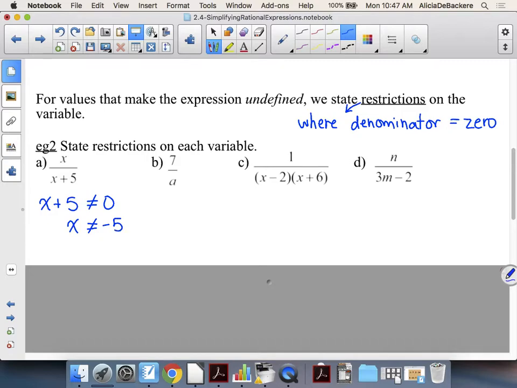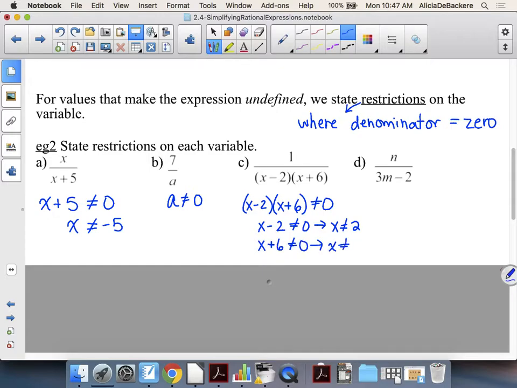In part B, I've got 7 over a. Well, the denominator cannot equal 0, so a cannot equal 0. That one's a little bit simpler. For part C, I've got something times something in the denominator. So what I know is that x minus 2 times x plus 6 cannot equal 0. Now the only way that's going to happen is if the first bracket equals 0 or if the second bracket equals 0. So I know that x minus 2 cannot equal 0, which tells me that x cannot equal 2. And I know that x plus 6 cannot equal 0, so that tells me that x cannot equal negative 6. Both of those numbers would give me an undefined expression.